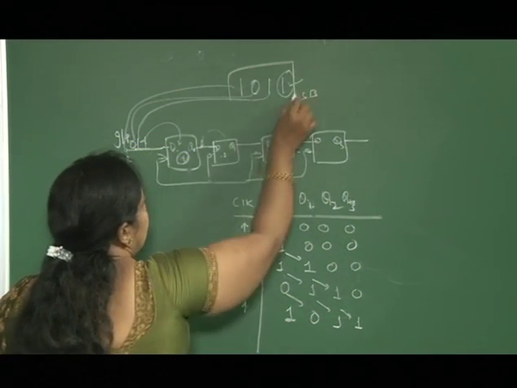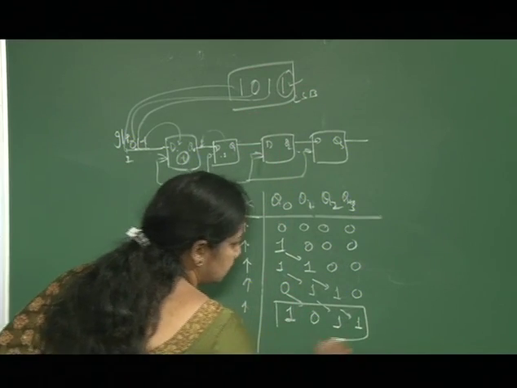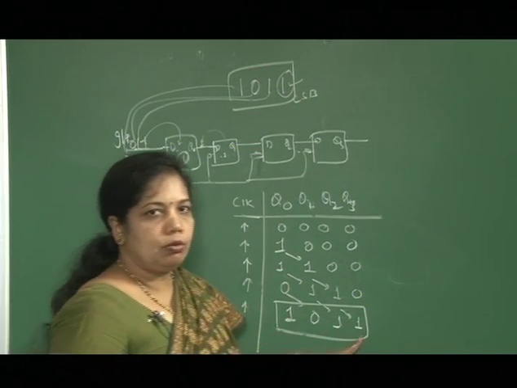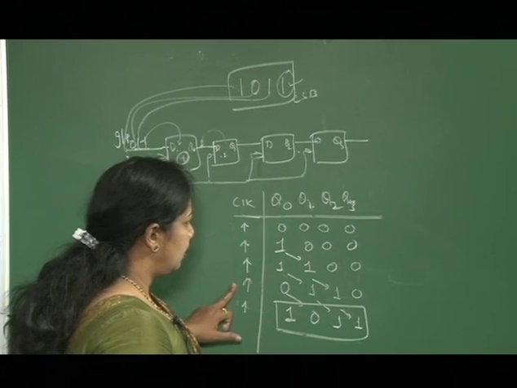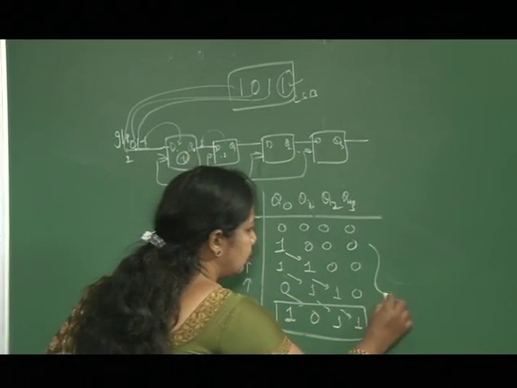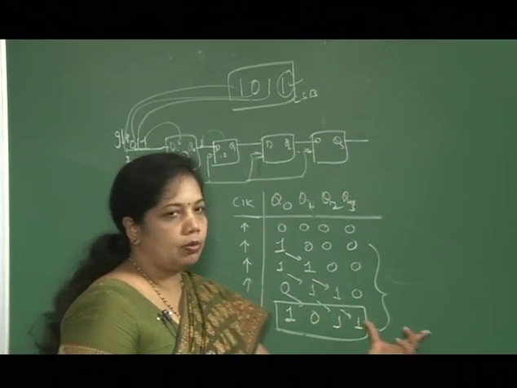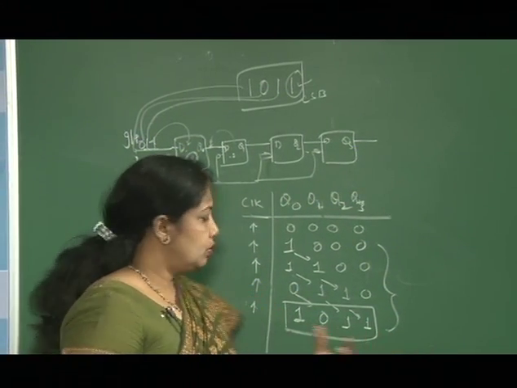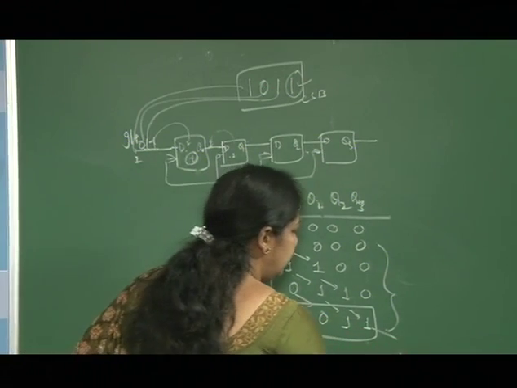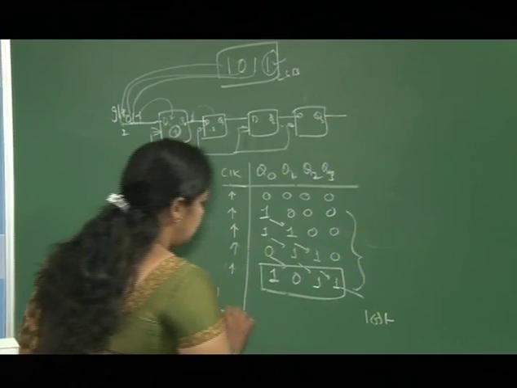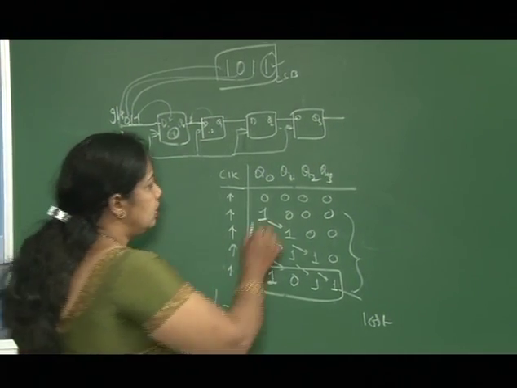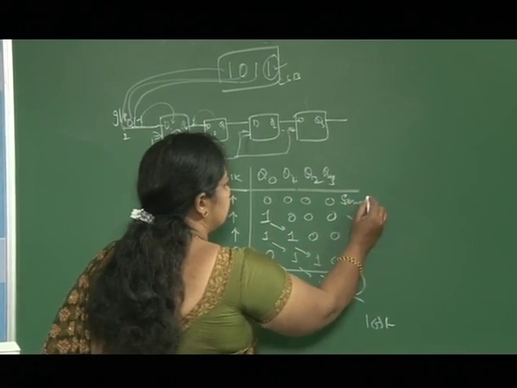So this 1011 will appear after 4 clock pulses. So, next clock pulse all this will come out. So, this last bit will be lost if you still want to shift. So, this is in serial fashion.